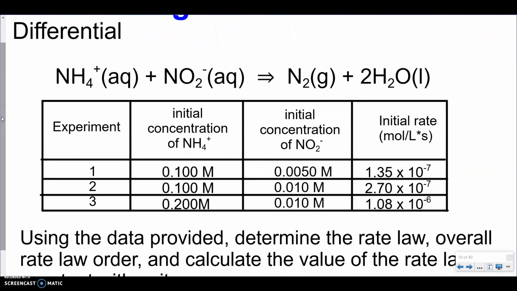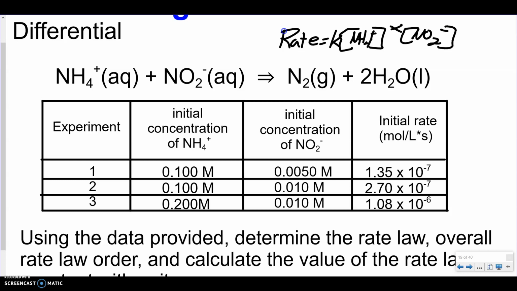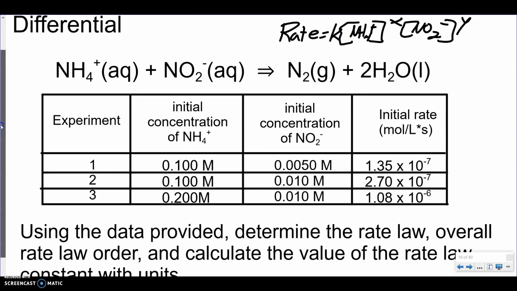Here's a sample set of data, and we have our balanced chemical equation. If I asked you to write the rate law, what that would look like is simply rate equals lowercase k, brackets around NH4+ raised to the x, as we'll call it, brackets NO2- raised to y. Now, we're not technically done. We actually have to figure out what x is and what y is. It's not enough just to write the rate law. So this is our basic rate law. Now we have to use this data to determine what those values actually are.